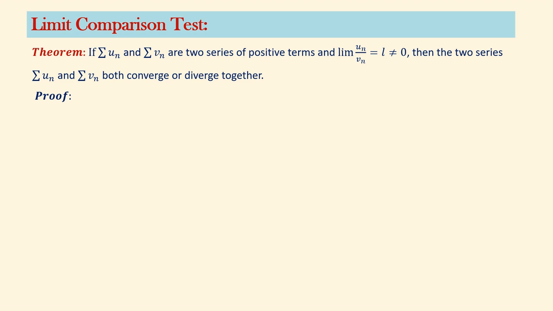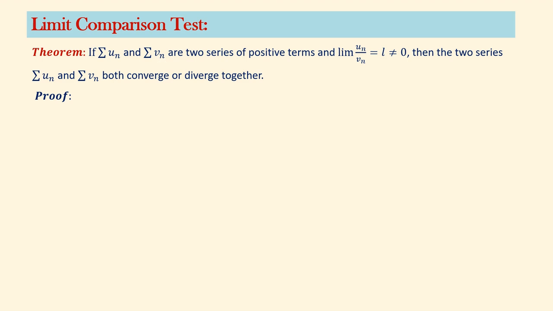So we have to show this in 4 cases. Means if summation un is convergent, vn should be convergent. If summation un is divergent, vn should be divergent. Again, if summation vn is convergent, summation un should be convergent. If summation vn is divergent, summation un should be divergent. These 4 cases we have to prove. So let us start the proof by taking given both are positive terms.